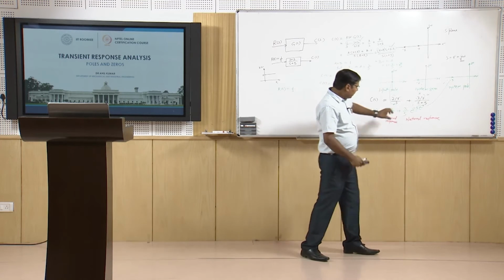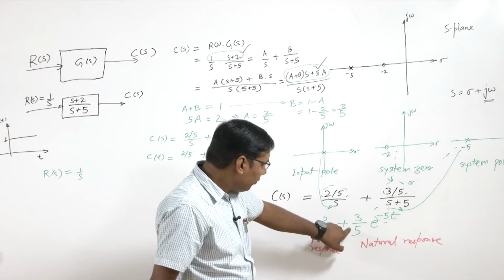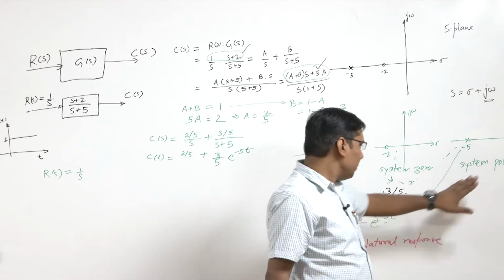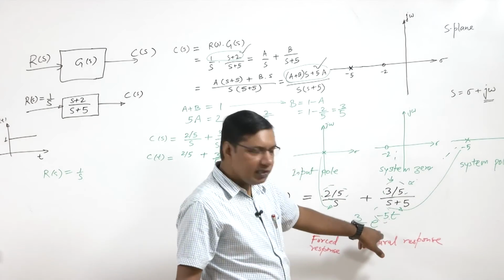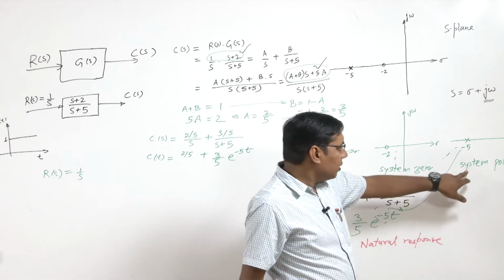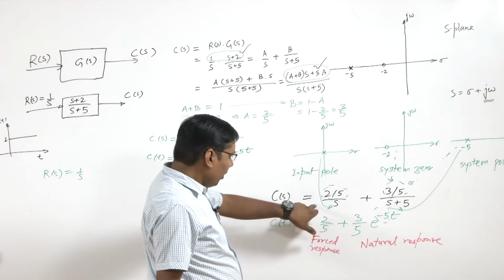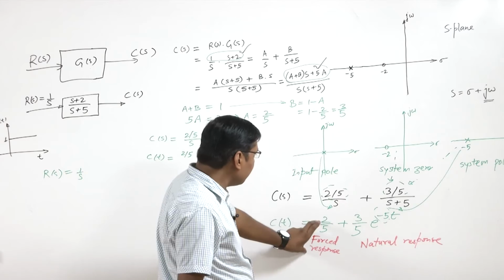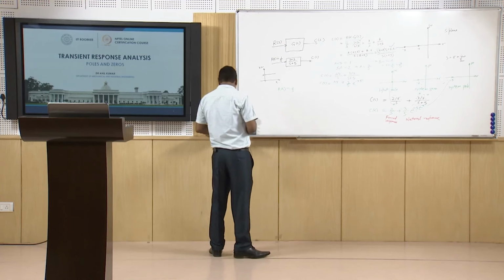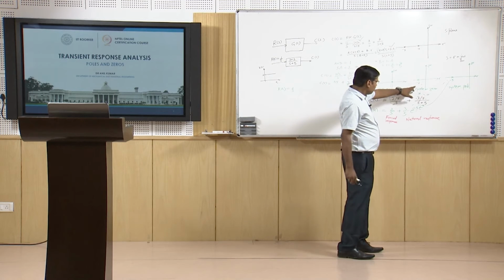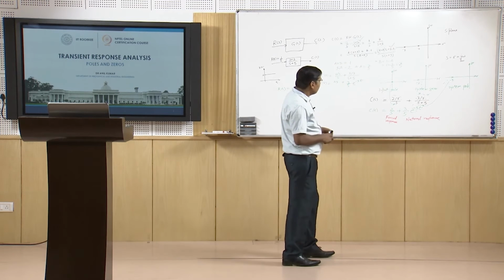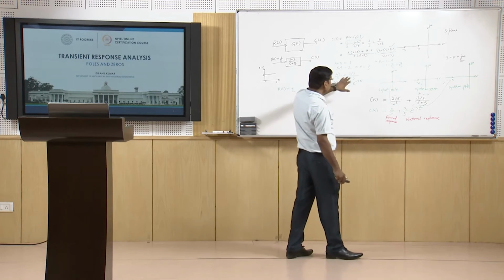So we see that the amplitude of the natural response depends on the zero and pole, while the exponential form depends on the system pole. Whereas this first part depends on the input of the system as well as the zeros also, because this value is coming from this calculation, which includes the zero and pole.